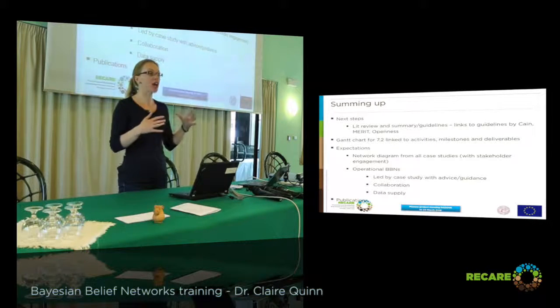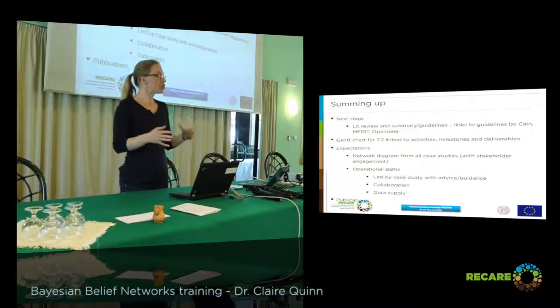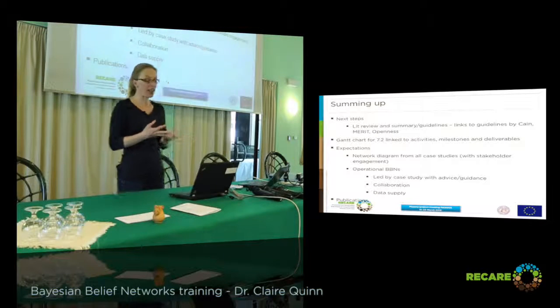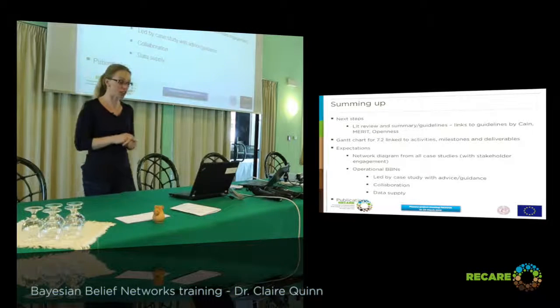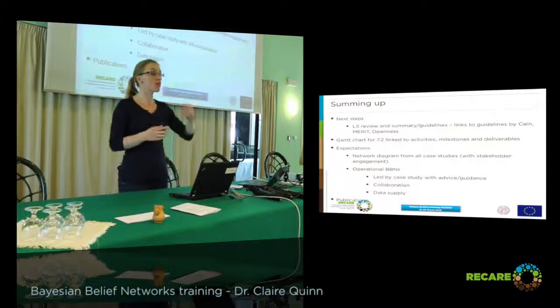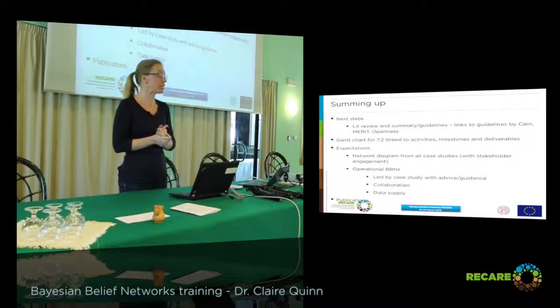So those things will link to the things that I've been talking about over the last few days in terms of the guidelines that have been produced by Kane, the merit guidelines where I've used a lot of the examples, but also another one that was pointed out to me this week, which is another EU project called Openness that's using Bayesian belief networks, looking at ecosystem services.